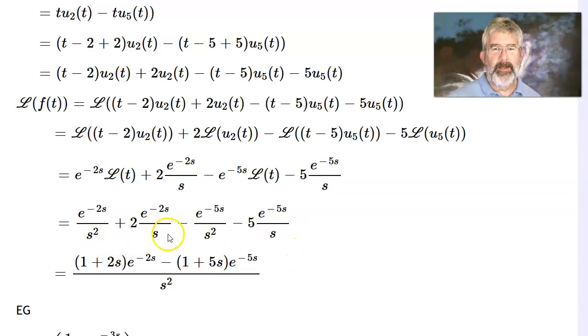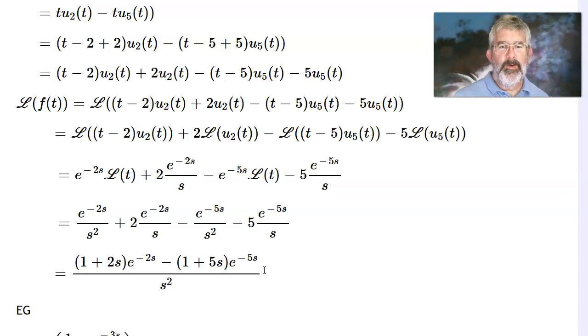I got a common denominator, gathered some like terms together. Anyway, there is the Laplace transform of that little piecewise function that I had that was 0 and then t and then 0 again.